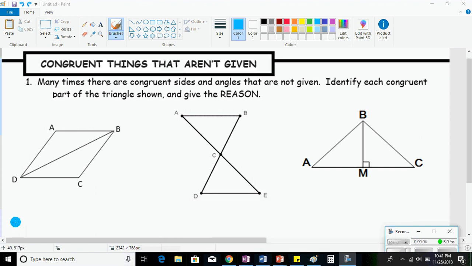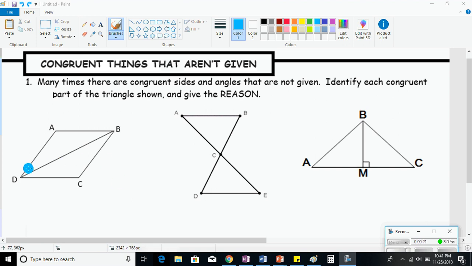Okay, next we're going to talk about things that we know are congruent in triangles, even if it's not marked for us or given to us. Here we're on the top of page 9 in the note packet. And on the top we see 3 pairs of triangles. Each one is its own separate problem. And in each case we see 2 triangles that are somehow connected.